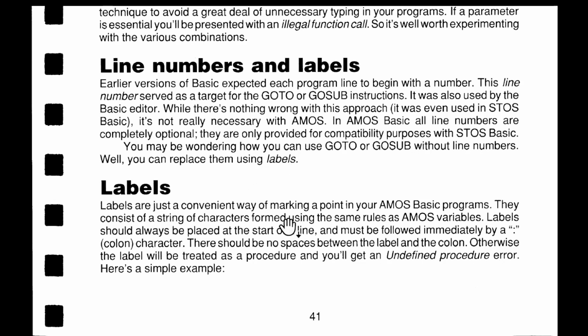Labels are just a convenient way of marking a point in your AMOS BASIC programs. They consist of a string of characters formed using the same rules as AMOS variables. Labels should always be placed at the start of a line, and must be followed immediately by a colon. There should be no spaces between the label and the colon. Otherwise, the label will be treated as a procedure and you'll get an undefined procedure error.